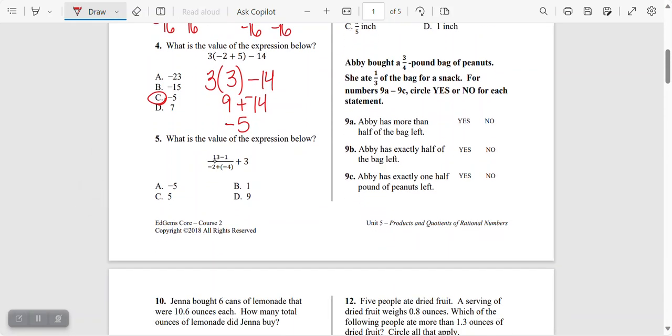In number 5, that fraction bar kind of works like a grouping symbol, so we're going to go ahead and simplify the top and the bottom. 13 minus 1 is 12. And negative 4 plus negative 2 is negative 6. When we add two negatives, we get more negative. And then don't forget about that adding 3 in the back. So 12 divided by negative 6 is negative 2. And negative 2, whoops, I wrote the answer, I was thinking about the answer already. Negative 2 plus 3 is positive 1.